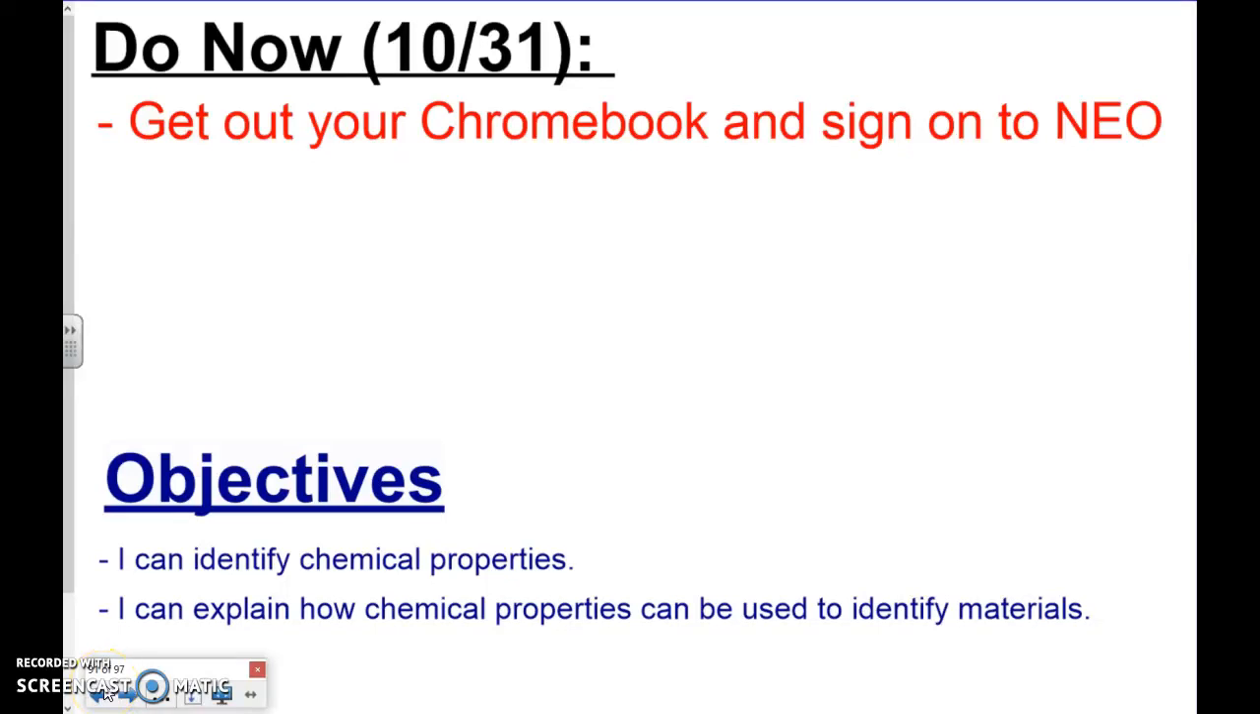We're going to go ahead. Obviously, you have your Do Now completed. You've got your Chromebook out. You signed on to Neo, and you're ready to take a look at our objectives today, which are identifying chemical properties, what they are, and being able to give some examples. Plus, being able to explain how we can use chemical properties to identify some different materials. So we're going to end with a little virtual lab.